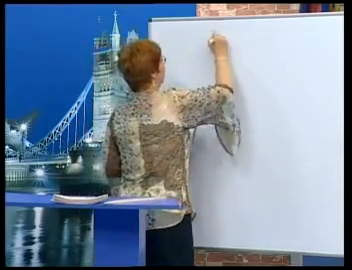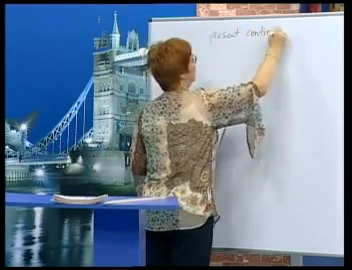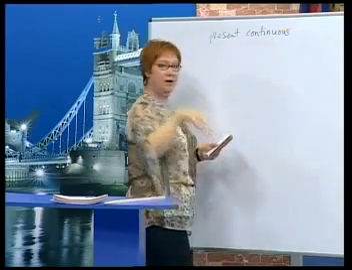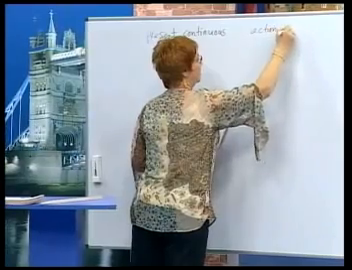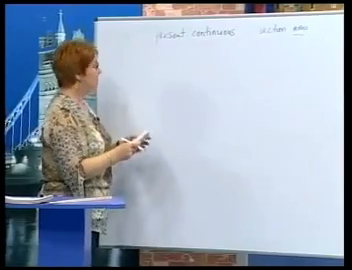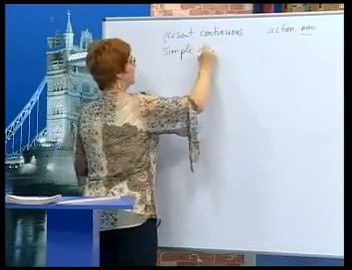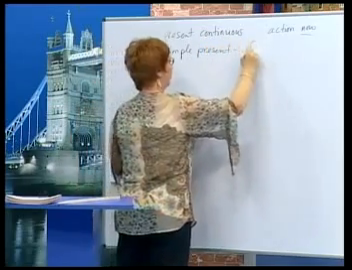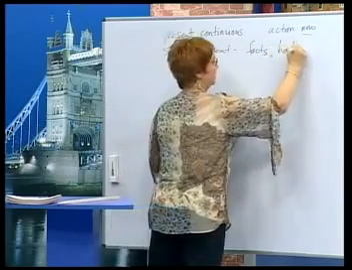Now, let's look a little bit more at the present continuous. Now, remember, the present continuous is used for the present time, but action now. Okay, so something is happening now. Now, the simple present is for facts, habits, and routines.